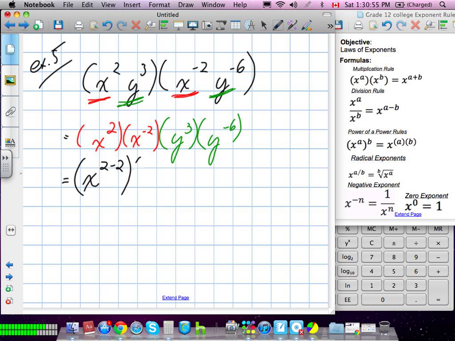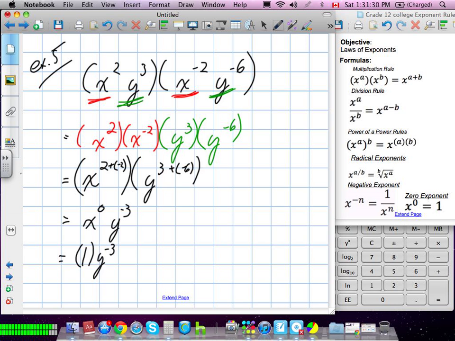We keep the base the same, so subtract 2, right? We just subtract the exponents. Sorry, not subtract, we add the exponents, but in this case because it's a negative, it ends up looking like subtraction. Here, I'll write that in so that doesn't get too confusing. So it's 2 plus negative 2, and this is 3 plus negative 6. Well, 2 plus negative 2 gives me x to the power of 0, and 3 plus negative 6 gives me y to the power of negative 3. I can simplify more. What is x to the power of 0? Just 1. So it's 1 times y to the power of negative 3.